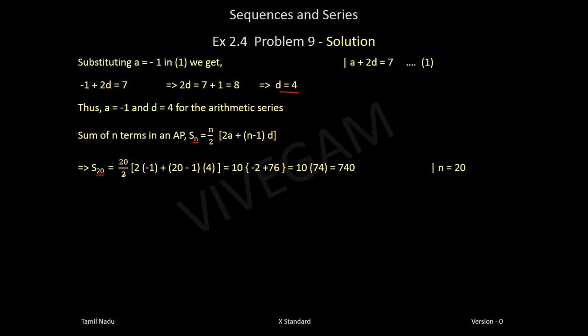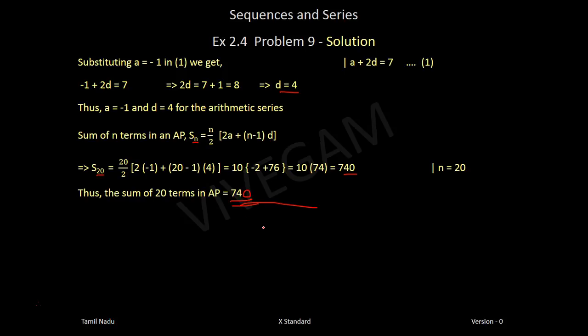This 20 by 2 is 10. And this is minus 2. And this is 20 minus 1 is 19. 19 into 4 is 76. So 76 minus 2 is 74. 10 into 74 is 740. Okay. Thus, the sum of 20 terms in this AP is 740.